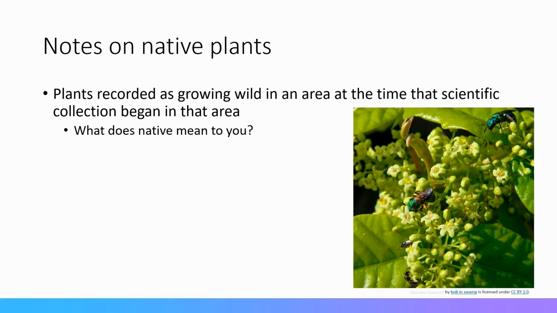But in a horticultural sense and in a gardening sense, what does native mean to you? We've got plants that are native to Illinois, but they may not be native to the entire state. And it may only be native to the northern part, the southern part, what have you. So if you're looking for native plants in your landscape and you want to stick to a native plant, how are you going to define that?